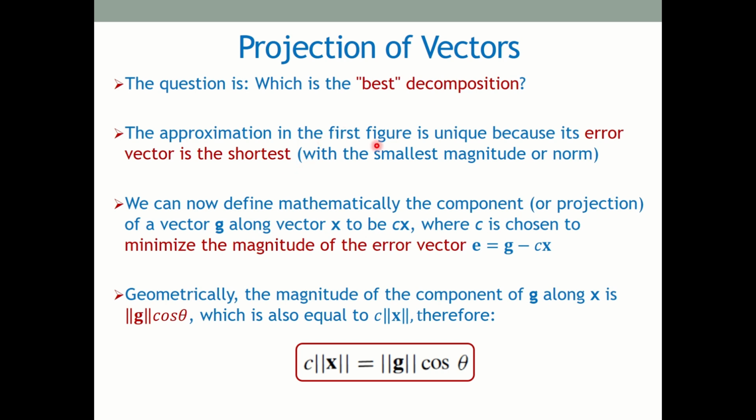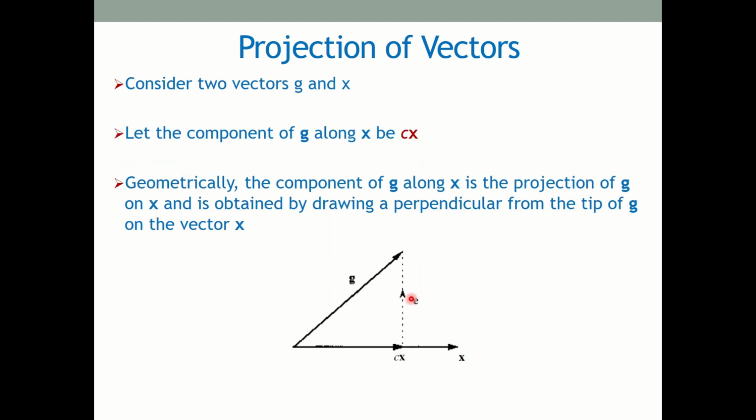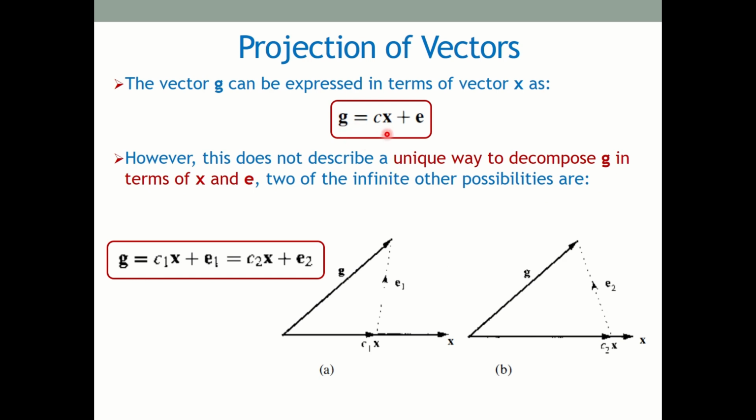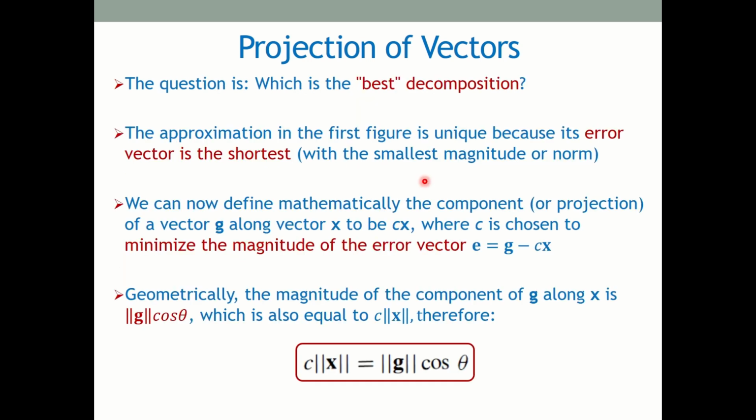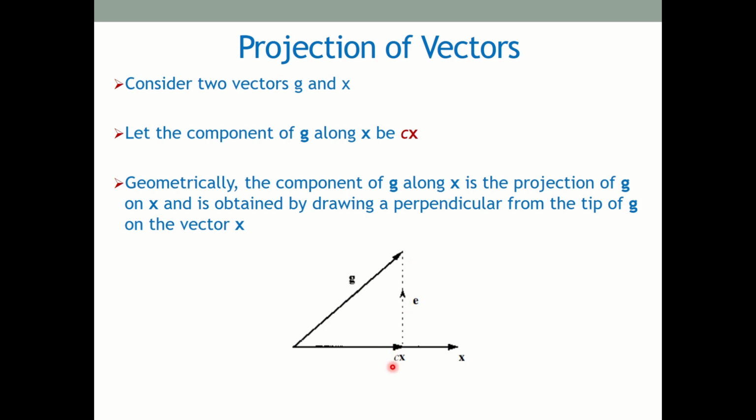The approximation in the first figure is unique because its error vector is the shortest. So this e stands for the error vector, and this is the shortest only in this particular case. When this vector e is perpendicular to x, we get one unique representation of g in terms of x and e. Okay, what is c? c is the weight of x. If we multiply it with x, it gives us the value of this length.